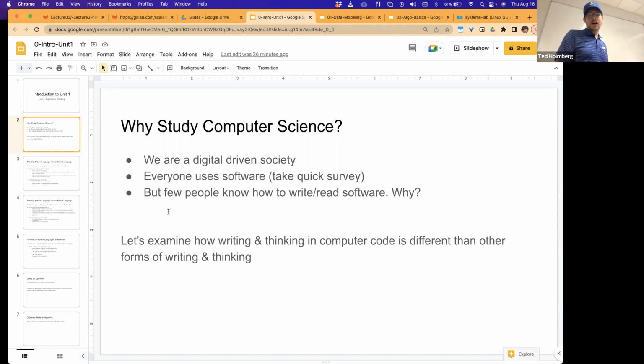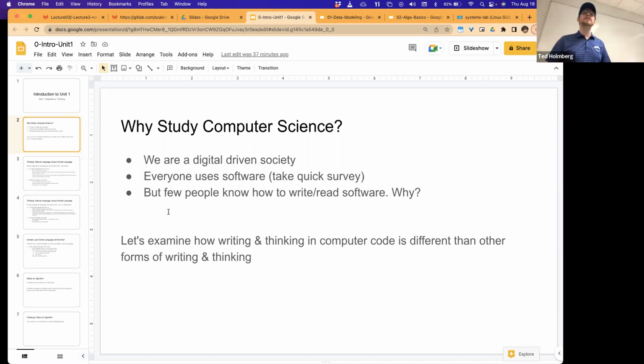Okay, so let's examine how writing and thinking in computer code is different than other forms of writing and thinking. So I'd wager to say, and again, one of the issues we have with why so few people know how to code is because the school systems aren't really set up for it yet, right? Like there's requirements for things like math and English and history, right? But how many people had required software development or coding classes in your high school or in your elementary school? So I see one. How about online? How many people online? Yeah, I don't see any. And so that's a deficiency.